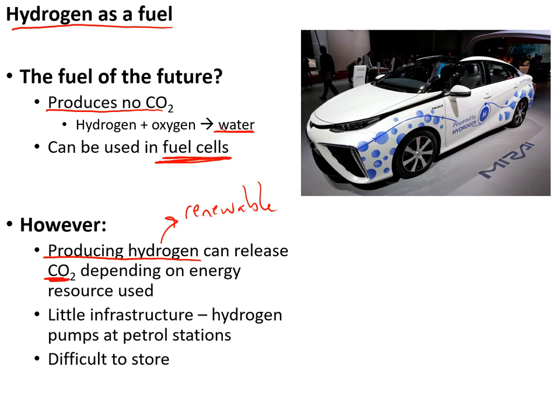Another big problem is that there is little infrastructure. For cars to start using hydrogen, you would need hydrogen fuel pumps at petrol stations around the country. And at the moment, that just isn't the case. And it would cost many billions of pounds to upgrade the nation's petrol pumps to do that. And the last thing is, it's difficult to store hydrogen. Hydrogen is an explosive gas, so we have to be very, very careful with it. So the technology has to be a lot more advanced compared to petrol cars.